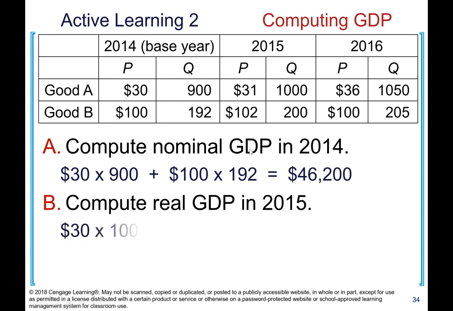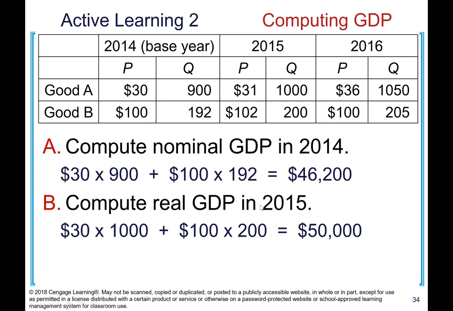Answer. Nominal GDP for 2014. You look at the 2014 figure. So it is 30 times 900 plus 100 times 92. That is nominal GDP, 46,200 nominal GDP for 2014.